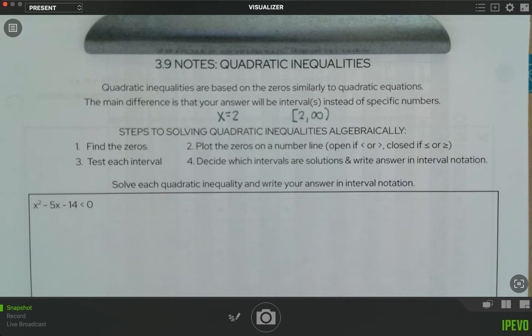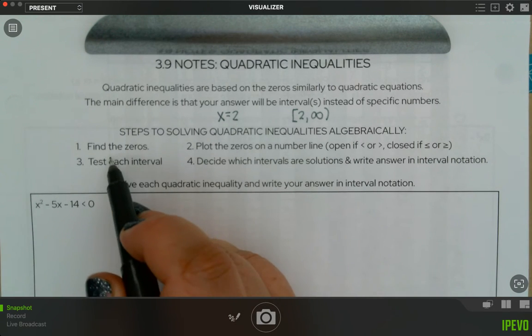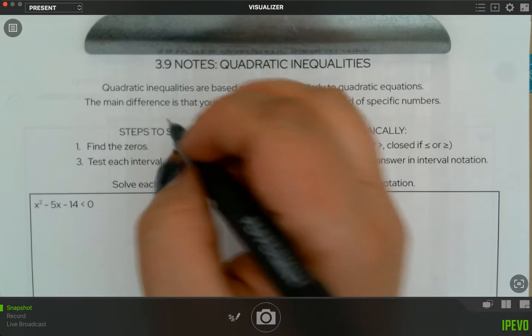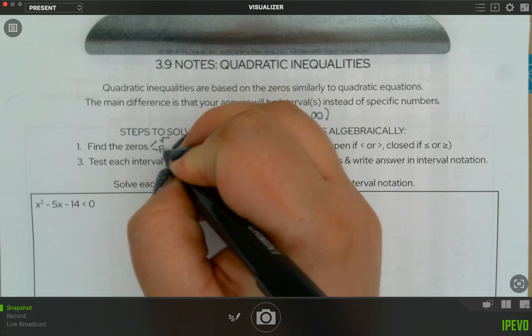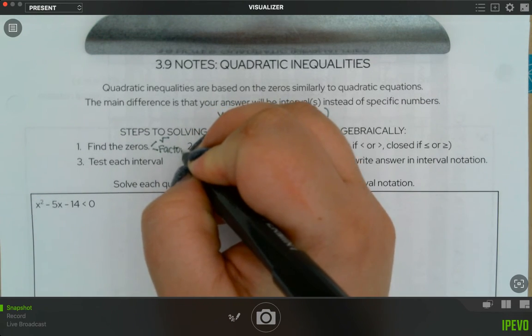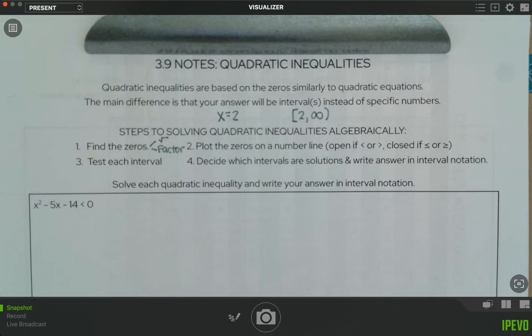The first one is the most difficult, and that is finding the zeros. You can use any of the methods we've talked about. Square root and factor are going to be the two most common. You can also complete the square and use the quadratic formula, but those take a little bit longer. As far as I know, I think most people prefer square rooting or factoring over the other two.